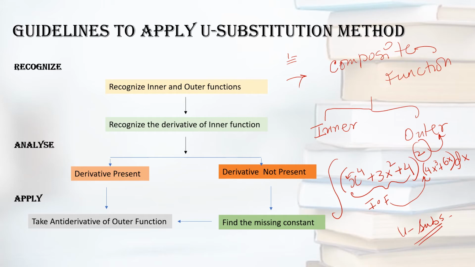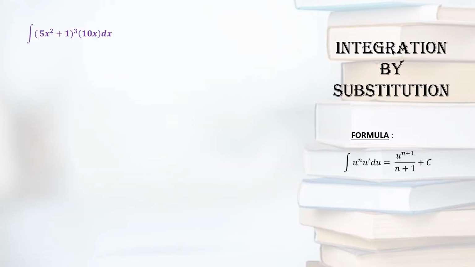You can only apply the u-substitution method if the derivative of the inner function of the composite function is written in the question. And if the derivative is not present, only a constant is missing, then you can write that constant by using the algebraic properties, and then you can take the antiderivative using the substitution method. Otherwise, you cannot apply the u-substitution method.